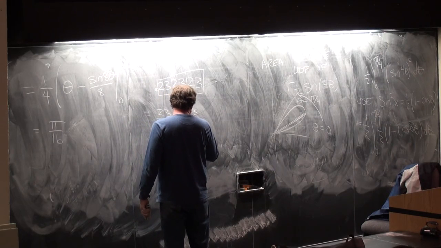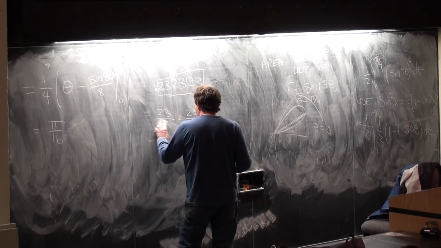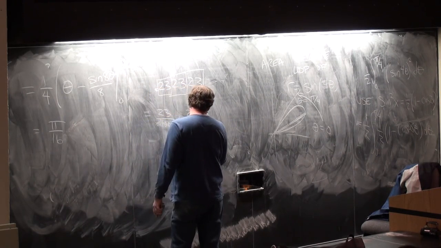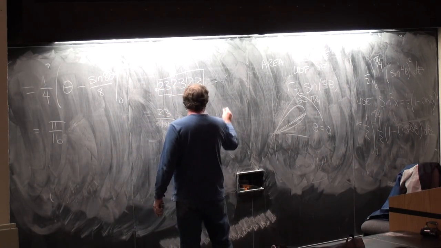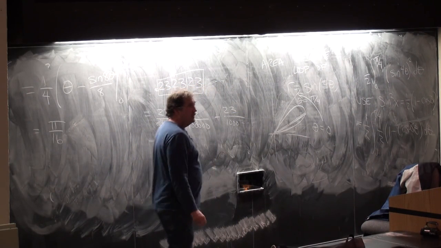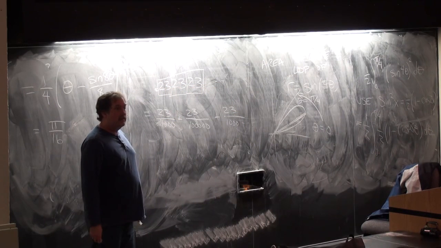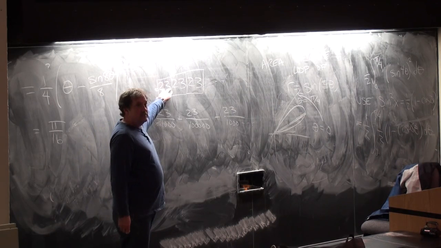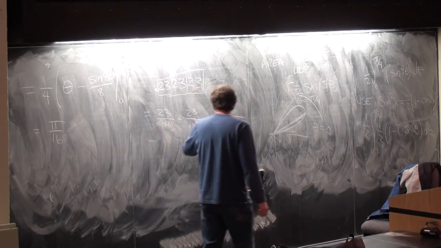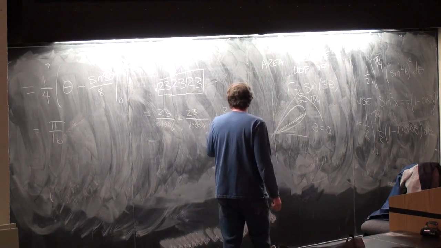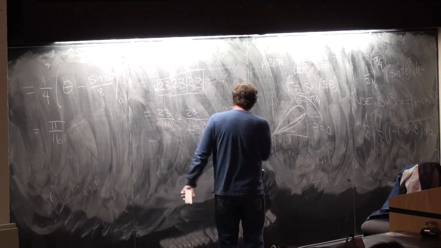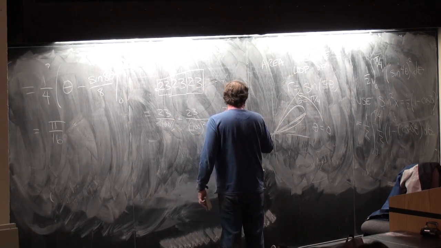Well, let me write it this way. 23 over 1,000 and two more zeros, 23 over 1,000 and more zeros, etc. Because this is 23 thousandths. Anyway, 100 squared. So this is 23 over 100 squared, 23 over 100 cubed, etc.